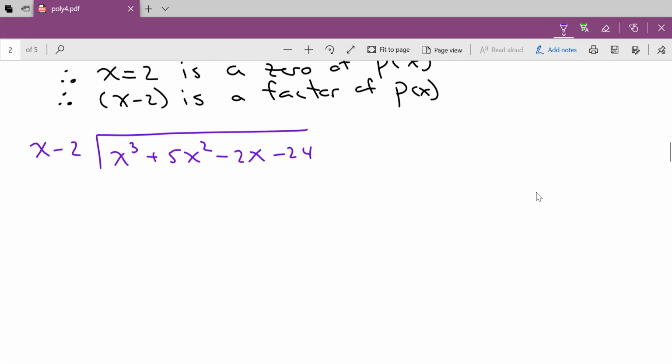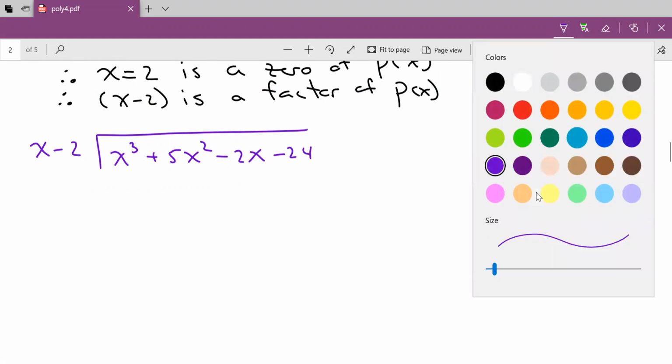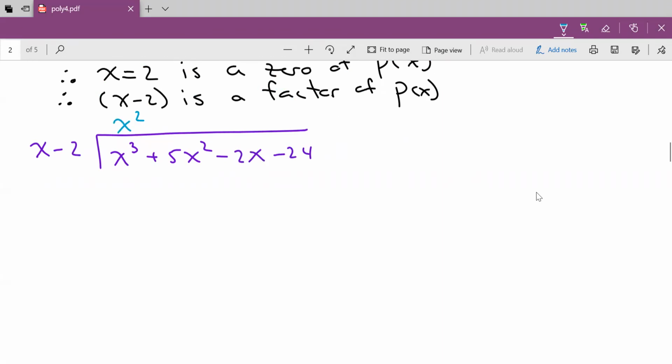So I say, what do I multiply x by to get x cubed? So x squared, x cubed minus 2x squared. What usually goes wrong in these questions is the subtraction. So just be careful, friends. So 5x squared subtract -2x squared is 7x squared. Bring down the next term. Repeat, what do I multiply x by to get 7x squared? That's 7.